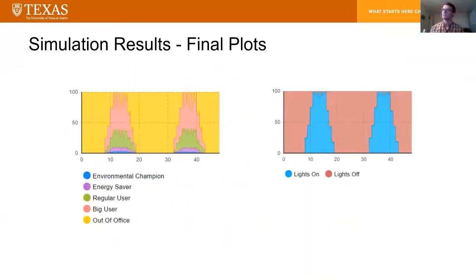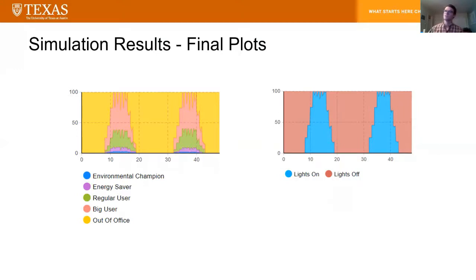So here are the final plots for this simulation. Again, the one on the left shows the office worker agents at their different states, either out of office or one of the 4 energy usage types. The plot on the right shows whether the lights in each office are on or off at a given time over the 48-hour analysis period.